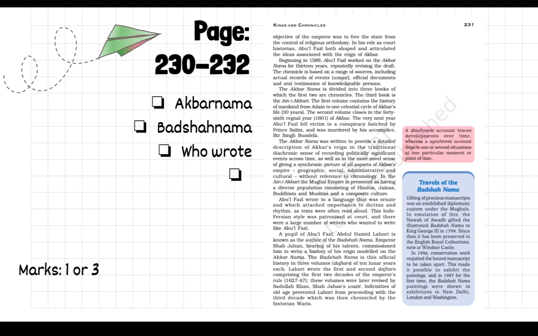Page 230 to 232, you have a more detailed discussion on Akbarnama and Badshahnama, who wrote both these books. So you have Abul Fazl's brief biography, and you also have references to Abdul Hamid Lahori, who started work on the Badshahnama. So when Lahori fell ill, Badshahnama was completed by the historian Waris.